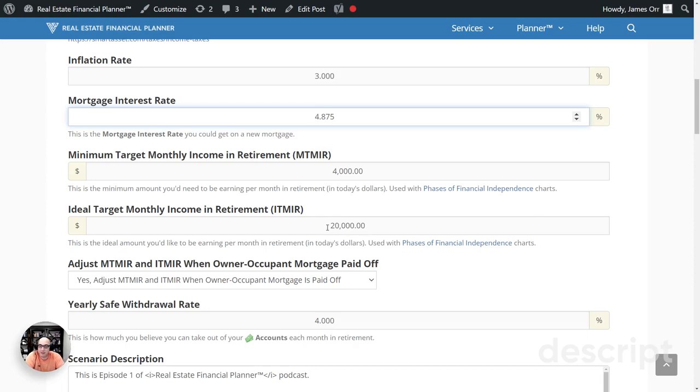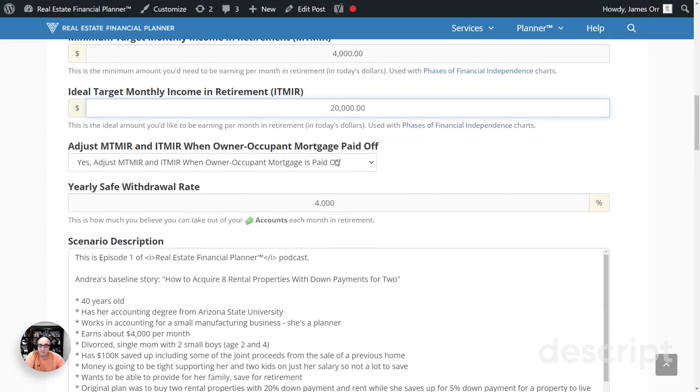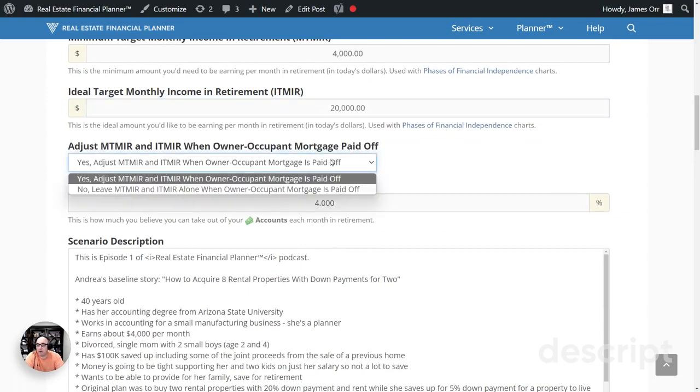Really, this is used when we determine if somebody has achieved financial independence. We're using that minimum target monthly income in order to do that. And also, we're going to use the ideal to tell you on a chart when she reaches her ideal target monthly income in retirement, the ITMIR, for her retirement too. And then here we have an option whether we adjust the minimum target monthly income in retirement or the ideal target monthly income in retirement when her owner occupant property, the property that she is living in, has its mortgage paid off.